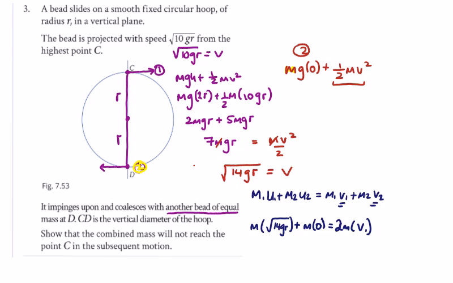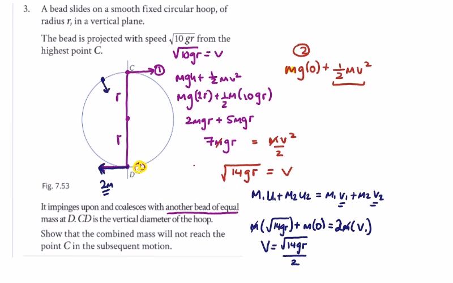So if we divide by m, we have the new speed that they're going to travel at. It's going to be the square root of 14gr divided by 2. So now we have the speed it's going at, so it's going in this direction. It's a mass of 2m. We have a new speed, and then it's going to hopefully not get to the top, so we have to show that it's going to reach a particular height up here.